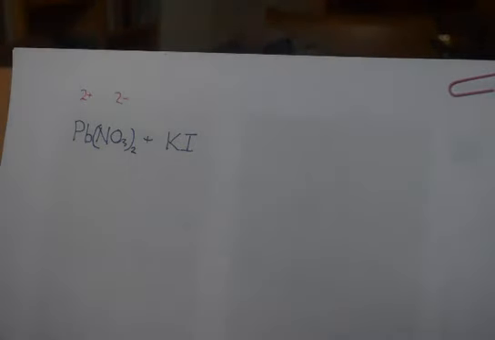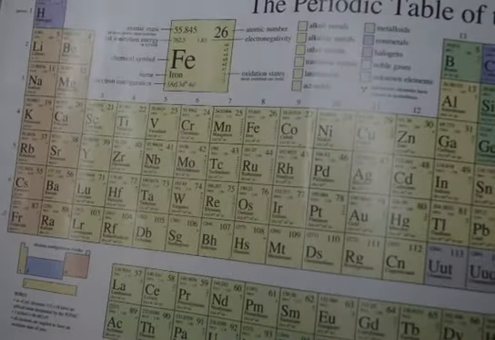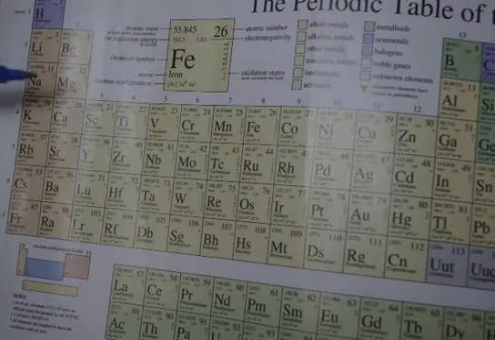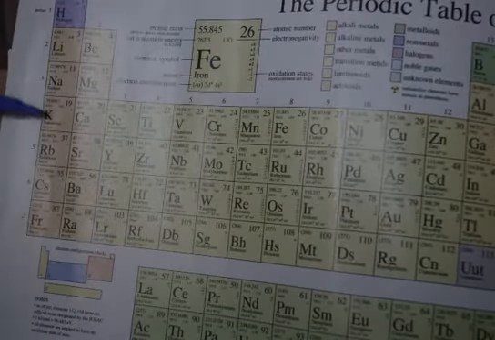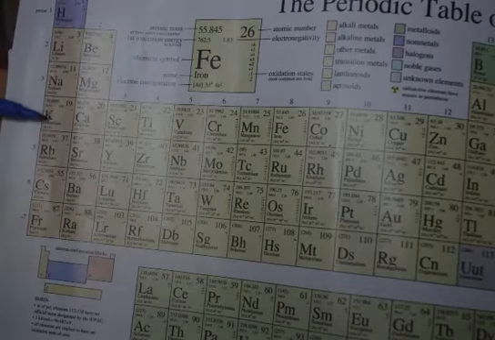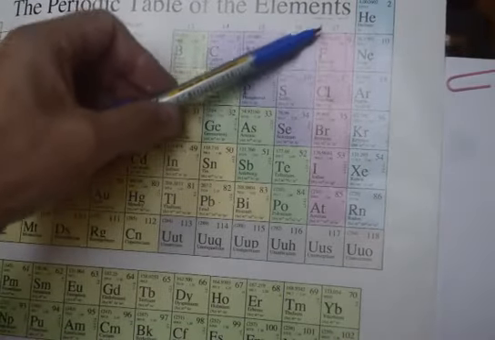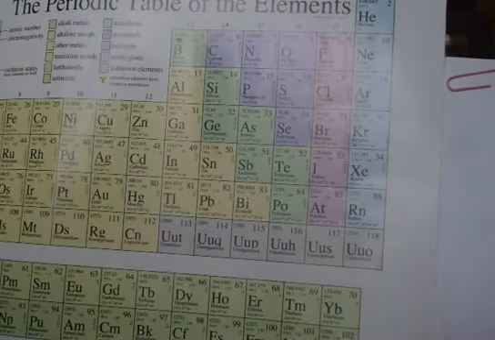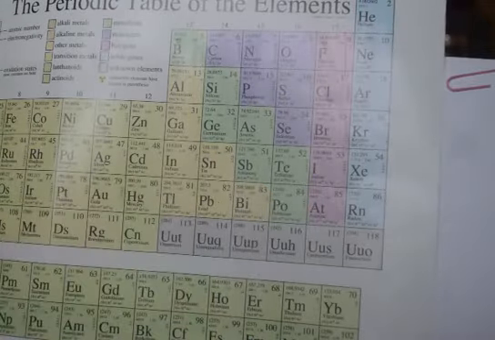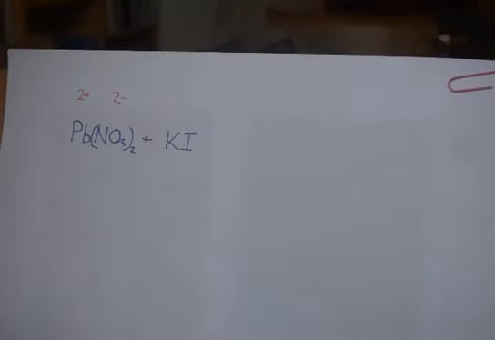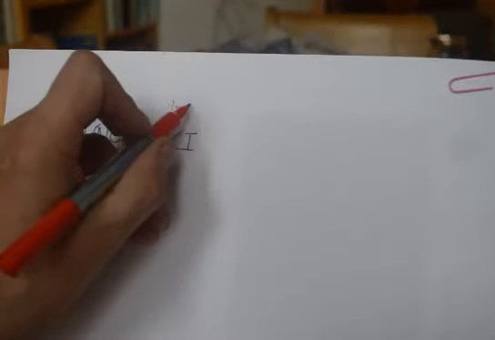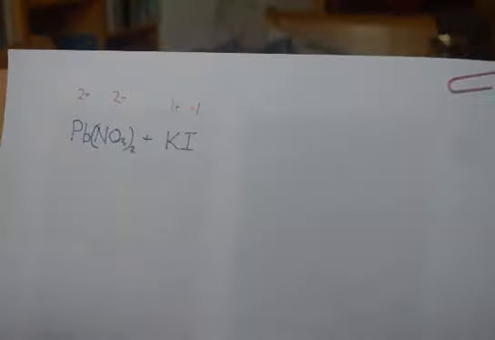Now, looking at our periodic table, we know that potassium, being on the left hand side in the first group, has a charge of 1 plus, and iodine, being on the right hand side in group number 7, they all have a charge of 1 minus. So we can see that that's plus 1 there and minus 1 there. So that is balanced.